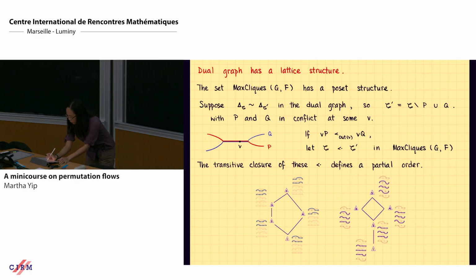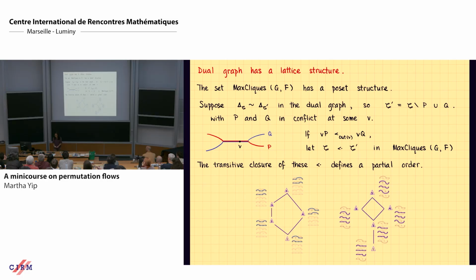From before, if two maximal cliques, let's say C and C prime, index top dimensional simplices that share a facet, then they differ in exactly one route. So I can start with a clique C, delete a route, add another one. But this means they're in conflict. P and Q are in conflict necessarily because these are maximal.